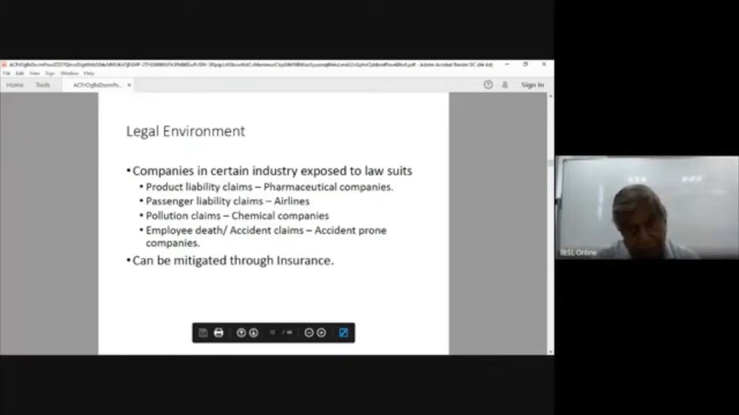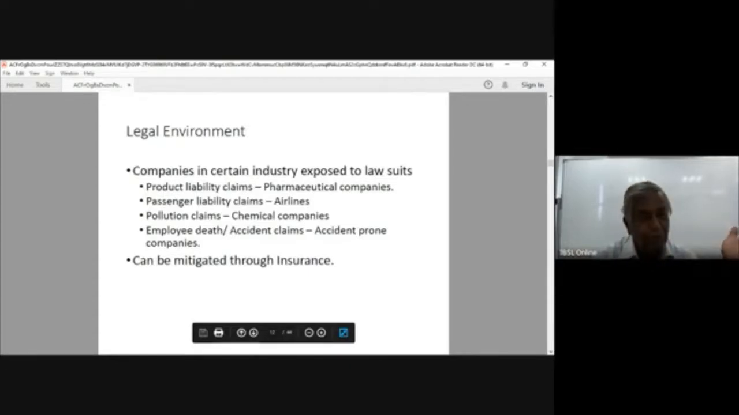So product liability cases can be filed by the people using those products. Maybe with hair dyes, sometimes people use hair dyes and their face also gets dyed black. So these are the conditions. Then the passenger liability claims. Yes, especially airlines, the passenger can file a case for various purposes. Passenger liability claims. Then pollution claims, chemical companies.